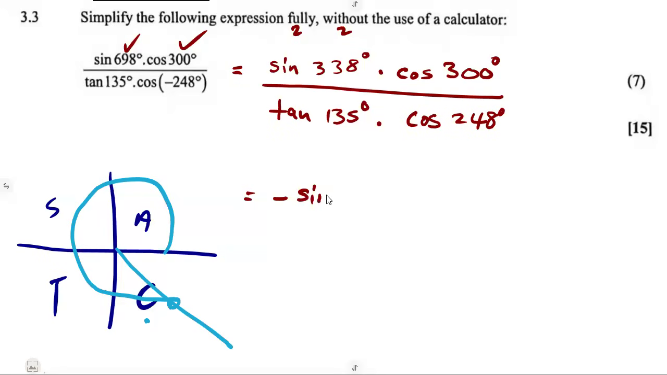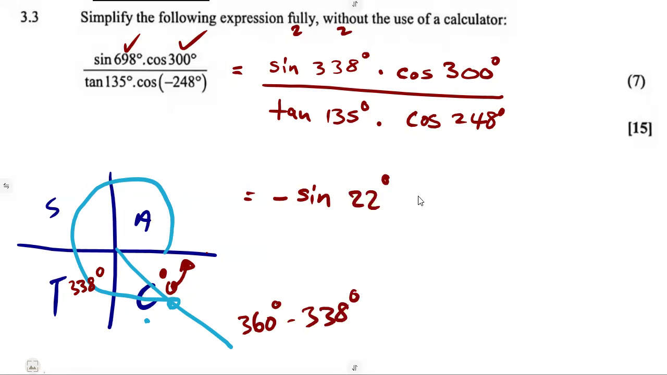So it is going to be negative sine of the acute angle now. This is the acute angle that we need. If the whole of this angle is 338, what about the acute angle that is remaining? It is 360 minus 338, which gives negative sine 22.